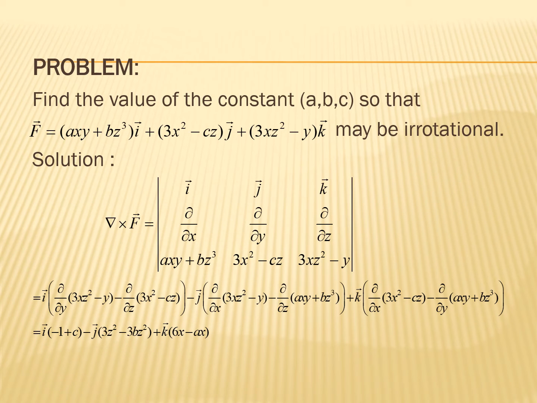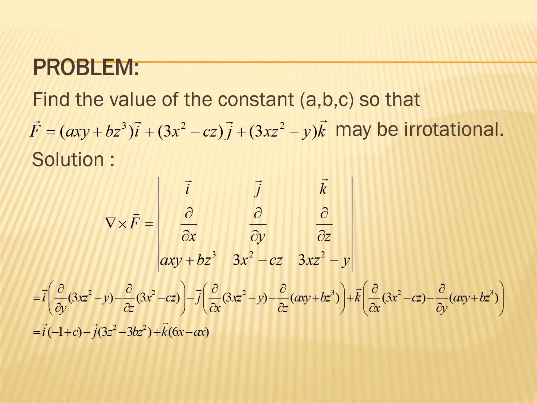Next problem, they ask you to find the values of the constants a, b and c, given F vector is equal to (axy + bz³) i vector + (3x² − cz) j vector + (3xz² − y) k vector. Here they give one more thing: it is irrotational. Irrotational means the cross product is 0. So del cross F vector is equal to 0. Find the determinant and equate it to 0, and you will get the solution.